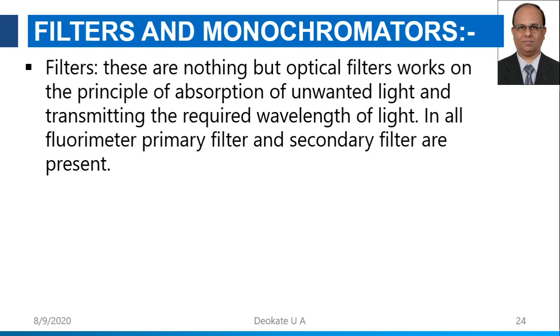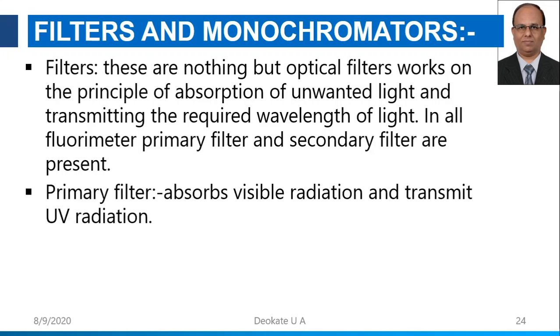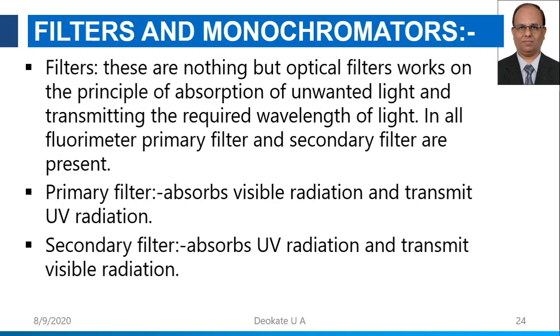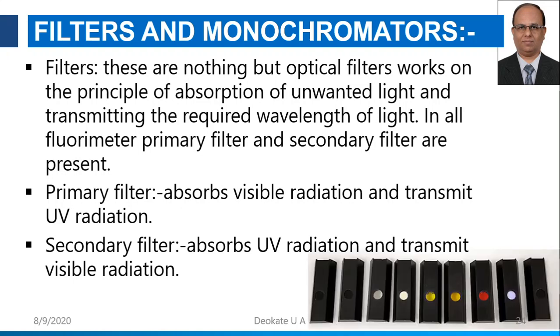The interference filter has materials like calcium fluoride and magnesium fluoride sandwiched between two transparent plates. In all fluorometry, primary filters and secondary filters are present. The primary filter is known as the excitation filter, and the secondary filter is known as the emission filter. The primary filter absorbs visible radiation and transmits UV radiation, whereas the secondary filter absorbs UV radiation and transmits visible radiation. So when we are bombarding with UV light, you are getting visible light out. You may have seen such filters in your instrument, with different wavelengths that can be utilized for all determinations.